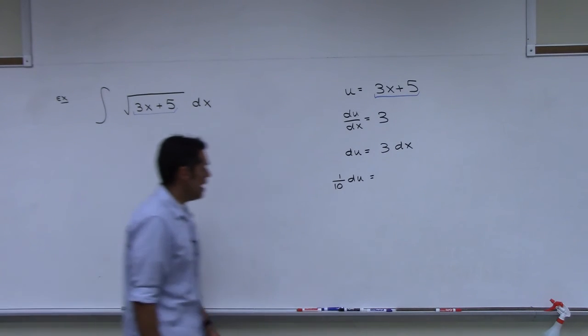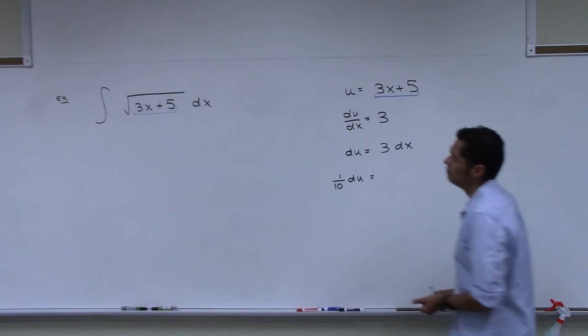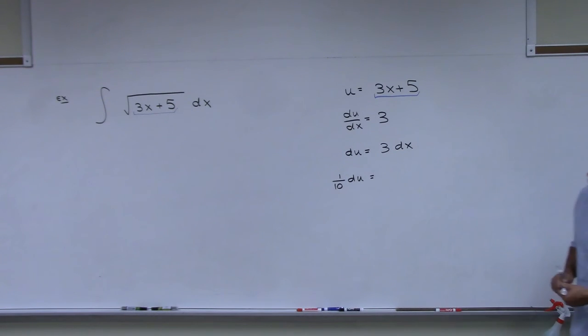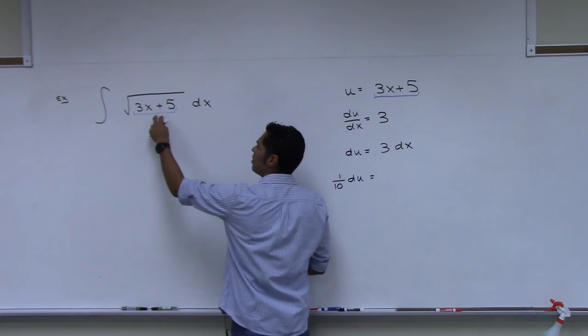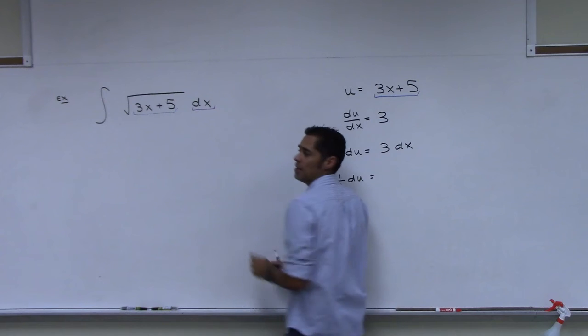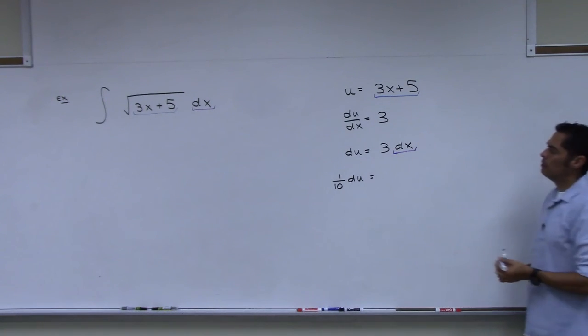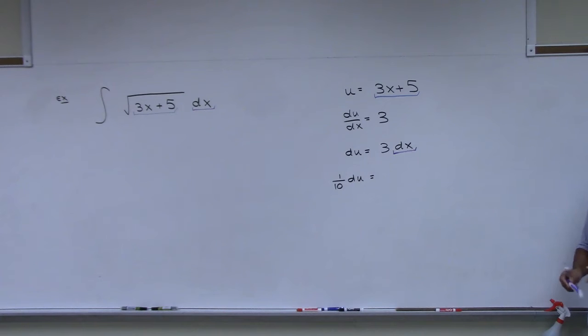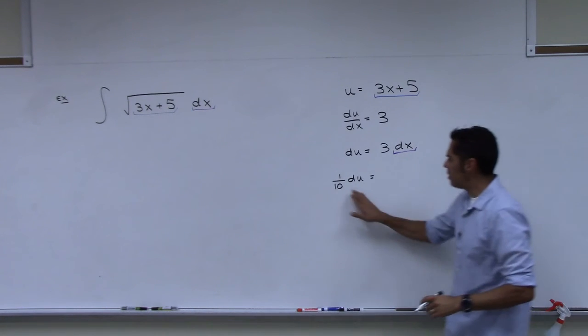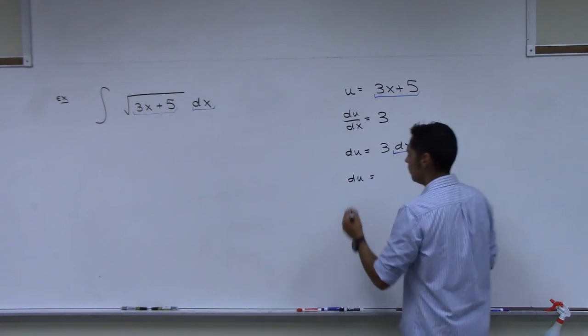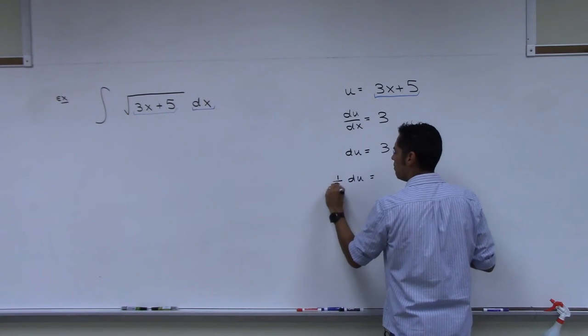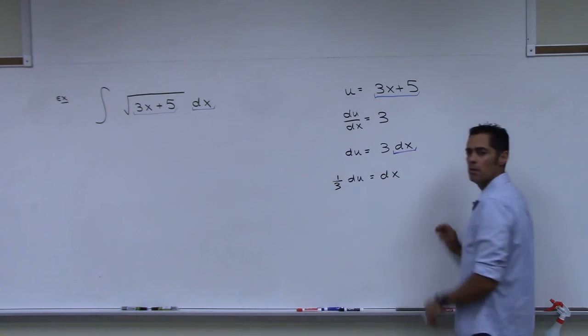So what would I need to do next? I'm going to be able to replace this with u, but I now need to be able to replace this, right? And that's right here. Get it by itself. So what will I do to get it by itself? Yep, multiply the other side by 1/3, and now you have dx. There you go.